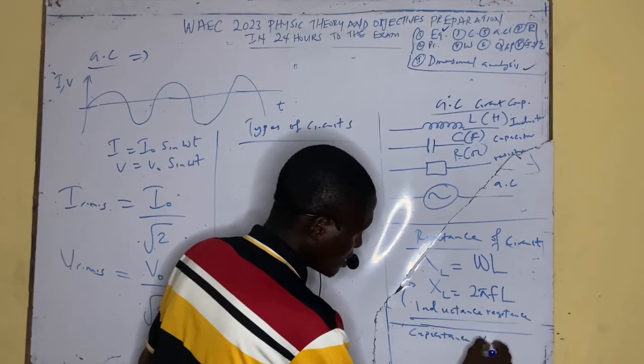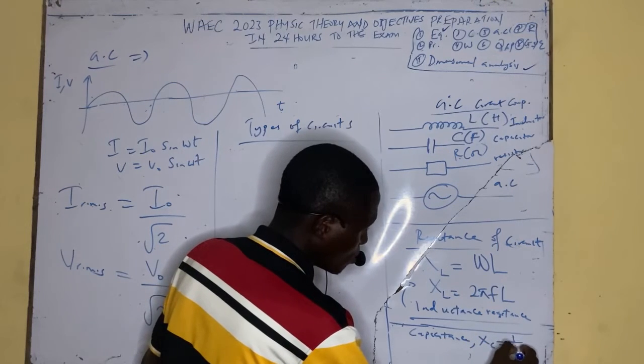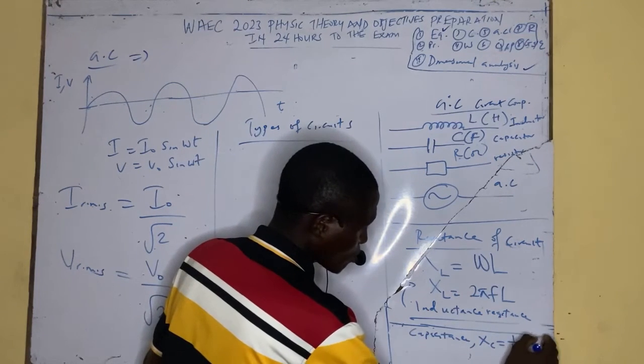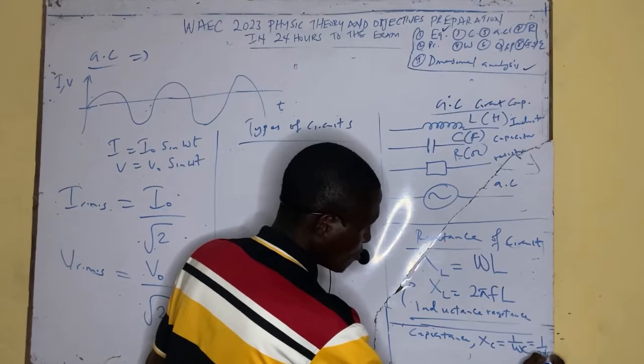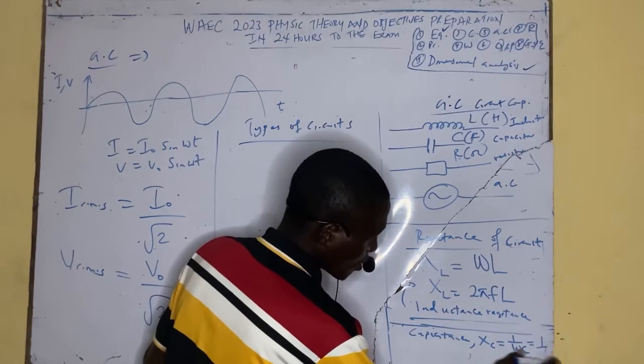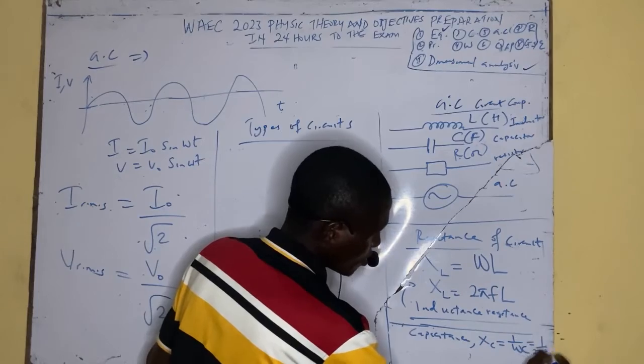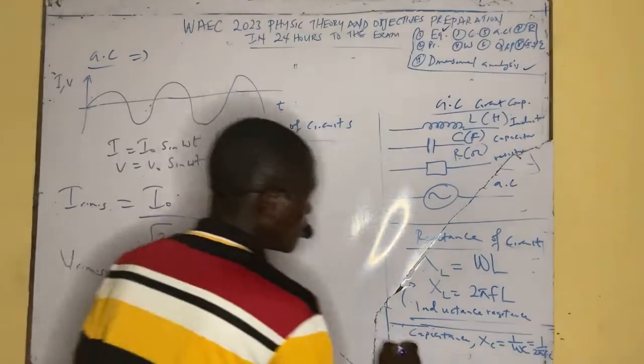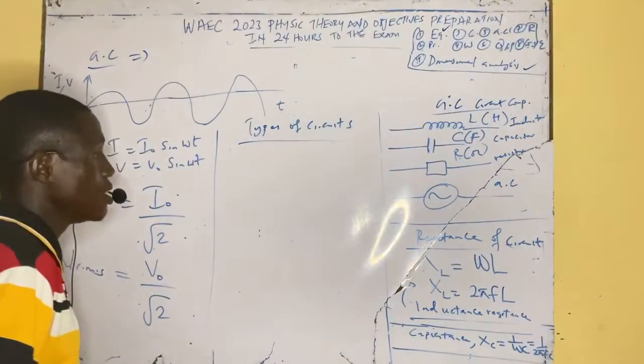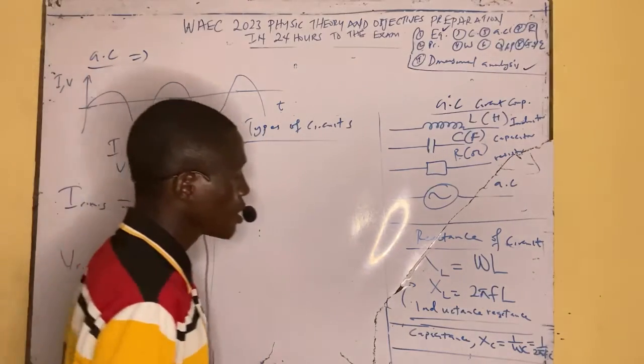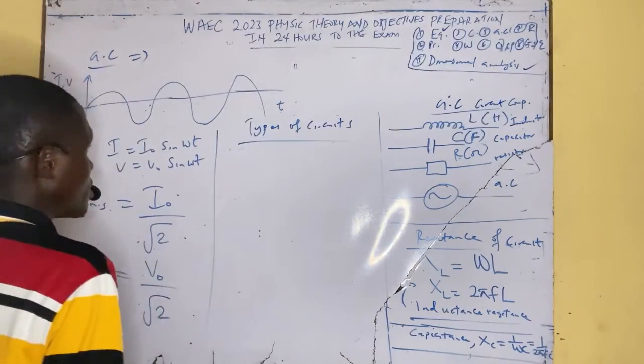which is XC equal to 1 over ωC, which is said as 1 over 2πfC. So please note this. Very, very, very important. Note this. So now, with these two things, we move towards the type of circuit.